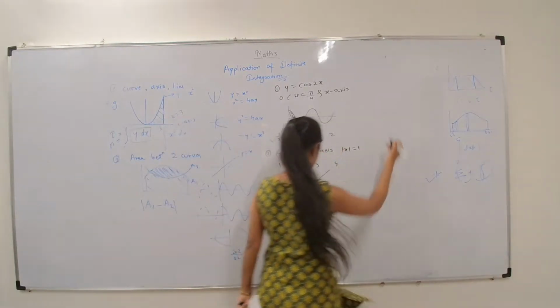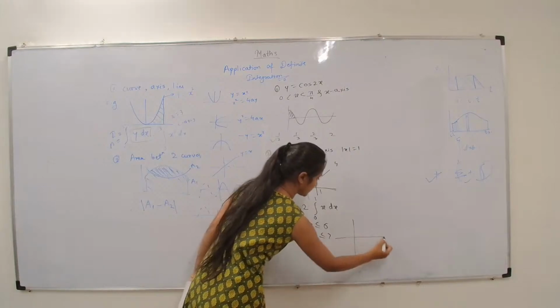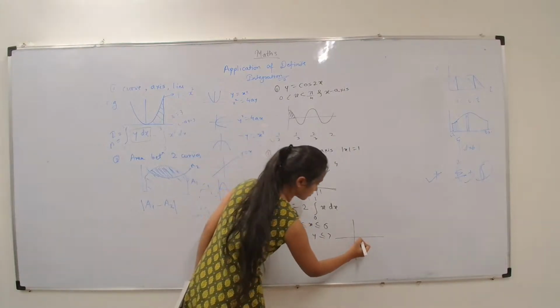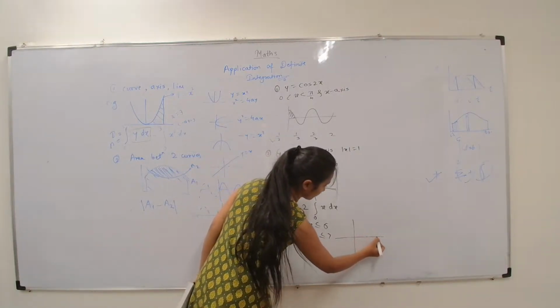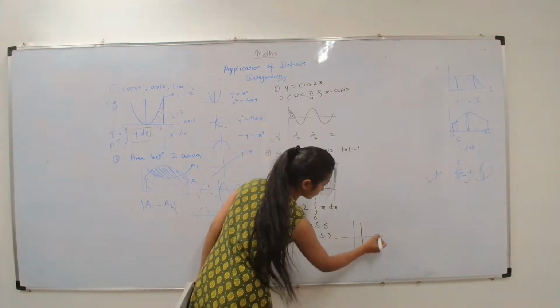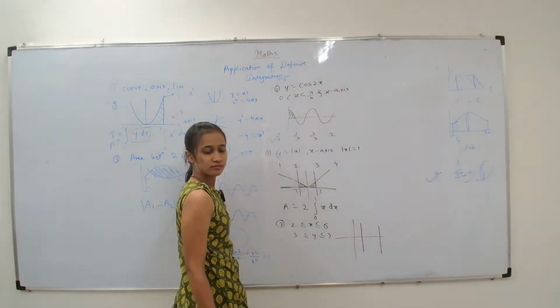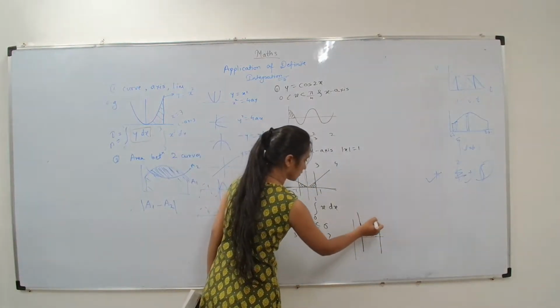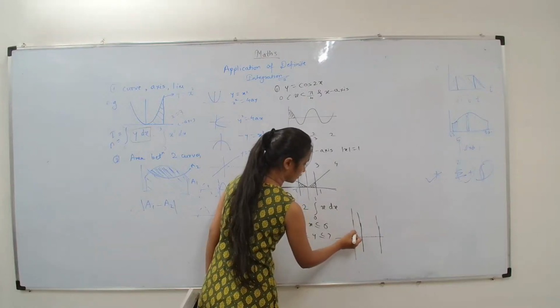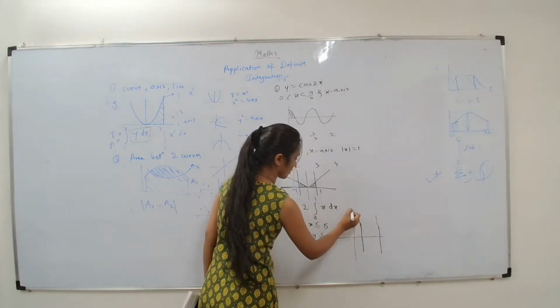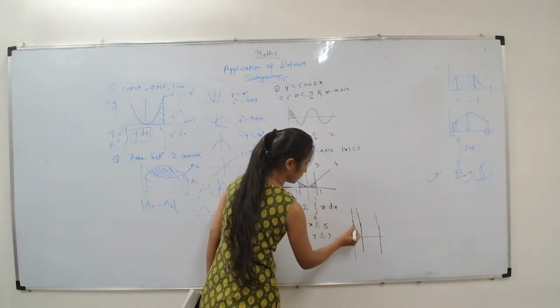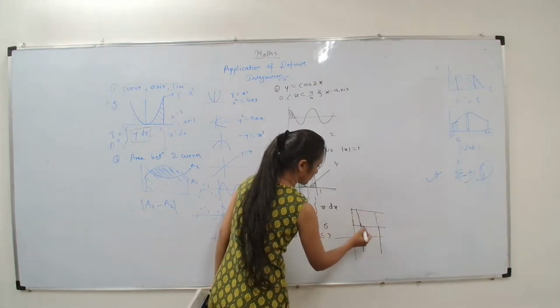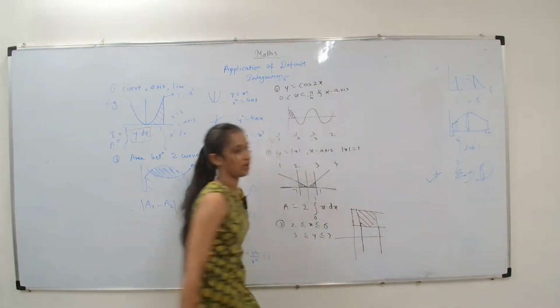चार क्वाड्रेंट काढा. इथं प्लॉट करून x equal to 2. 1, 2, 3, 4, 5, 6. So x equal to 2 to x equal to 6. Okay. Now y. 1, 2, 3, 4, 5, 6, 7. 3 to 7. In this much area you have to find out.